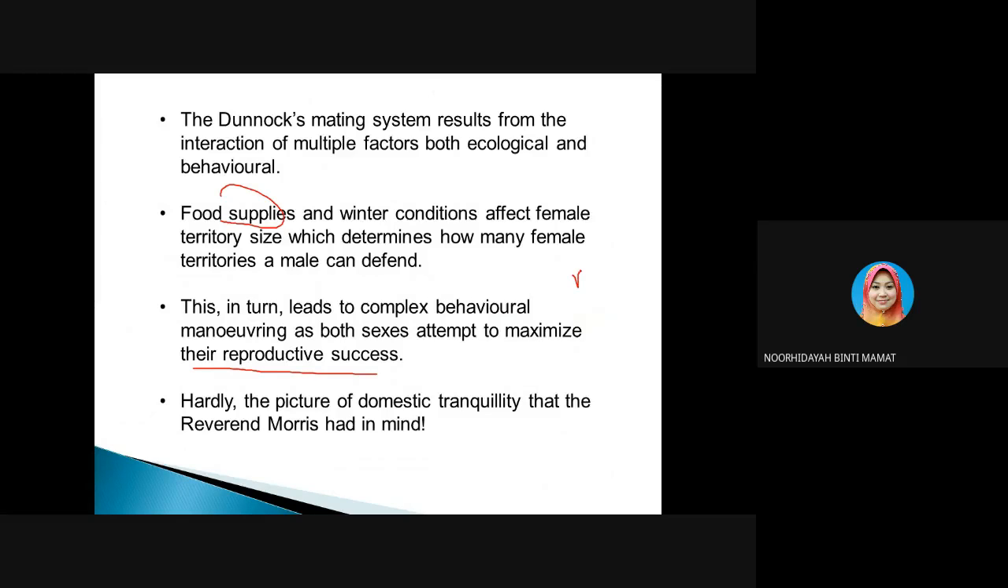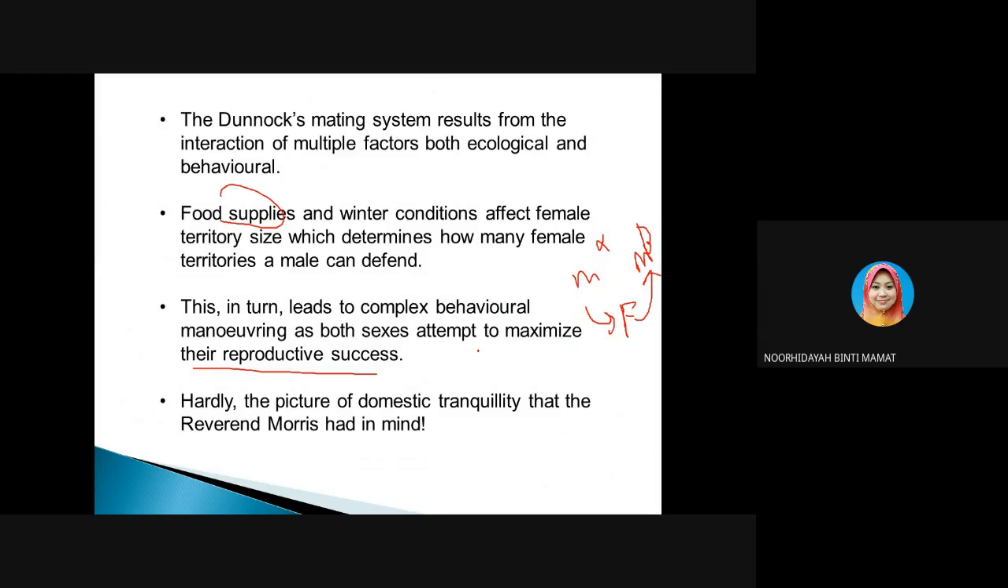Just now we were talking about the alpha male, the beta male, and the female. Both of the males will mate with the same female as much as they can in order to ensure their reproductive success is higher. Even though the alpha male is guarding the female, the female tries to escape to mate with the beta male. So this leads to complex behavior in order for them to maximize their reproductive success. Hardly the picture of domestic tranquility that the Reverend Morris had in mind.